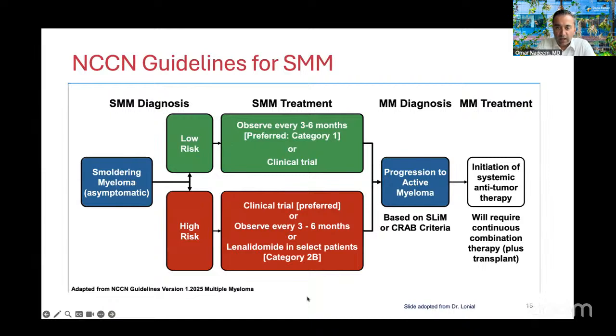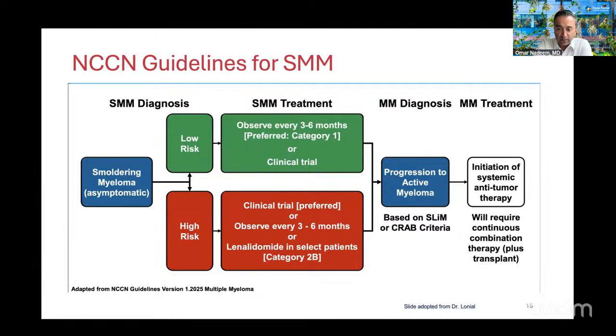So going over the current NCCN guidelines for smoldering myeloma, if you're low risk, you go on observation every 3 to 6 months, or participation in a clinical trial is always recommended, because that's how we learn how to best move the field forward and hopefully help many, many people like you. And then if you're high-risk smoldering myeloma using any of the criteria that I mentioned before, again, clinical trials are recommended, or observation is standard of care every 3 or 6 months. And then lenalidomide, or Revlimid, in select patients, per the NCCN guidelines.